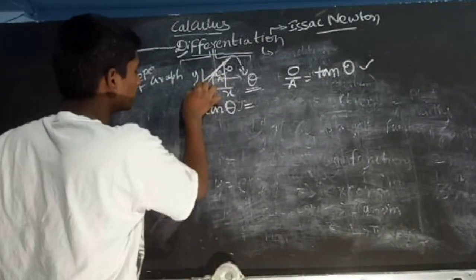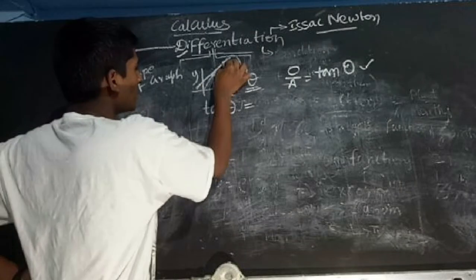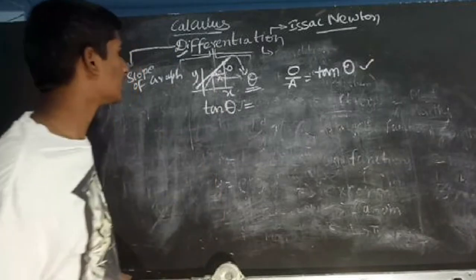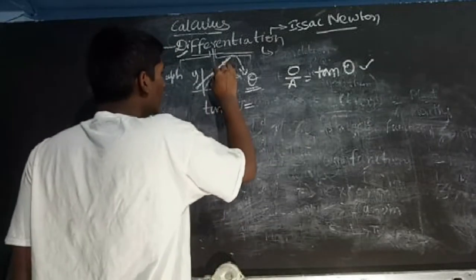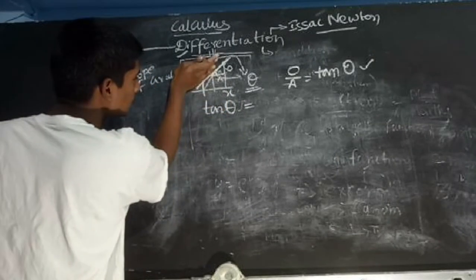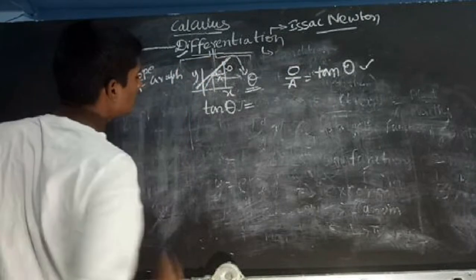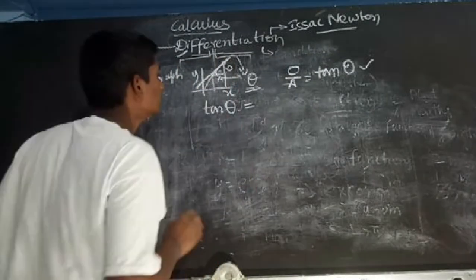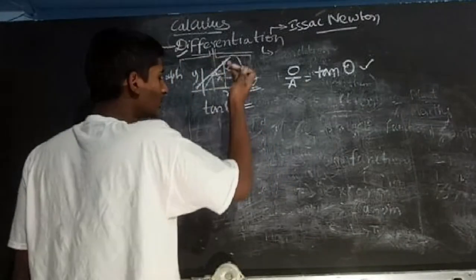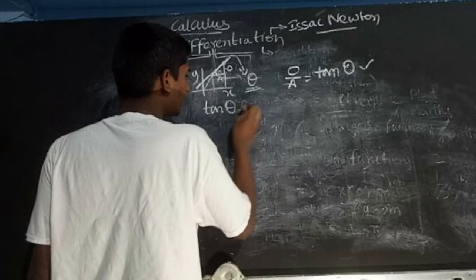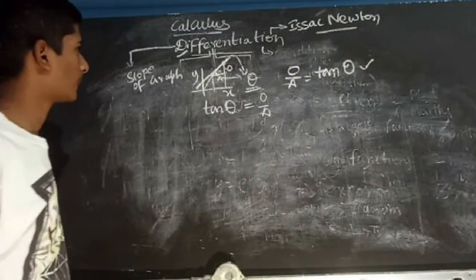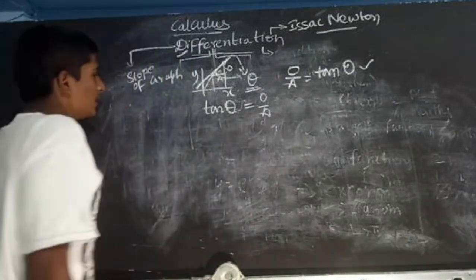This is a straight line, and here I join the lines and see a triangle in it, and I find the theta here. This is theta, the angle from the x-axis, and the slope is called tan theta, and this is called O by A.